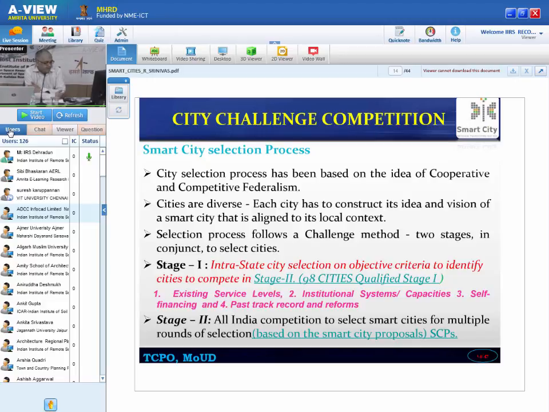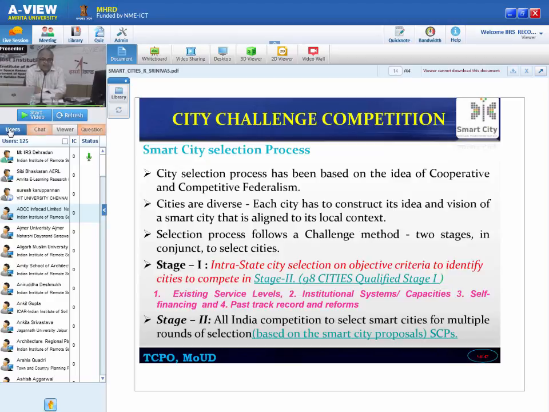In the stage 1 competition, there were certain parameters on which the competition was held. Each city was supposed to give existing service levels, like what service level benchmark they have attained, what the institutional framework is, whether they have the capacities to undertake this kind of smart city mission, and whether the cities are really capable of self-financing. Under smart city, the grant to be given by the central government is very limited. Every city is going to get around 500 crore rupees. But will it be enough for mega cities like Delhi, Mumbai, Calcutta, any other million plus cities? So the cities were supposed to give an explanation on self-financing, how capable they are to finance the various projects, and what has been the past track record and reforms.